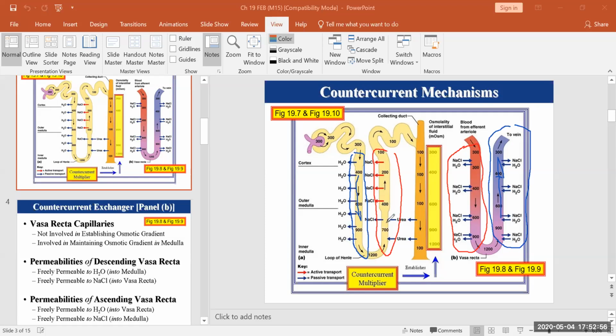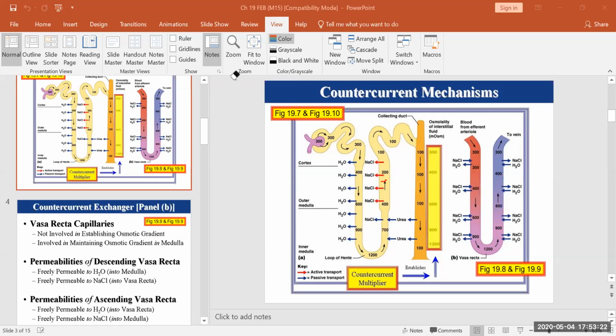For this part, the ascending limb, the renal filtrate goes up. For the vasa recta, it goes down. So opposite direction for red, opposite direction for blue. Again, if you look close, I'm going to erase this for clarity.